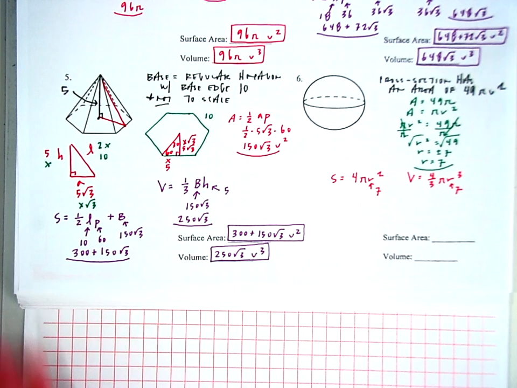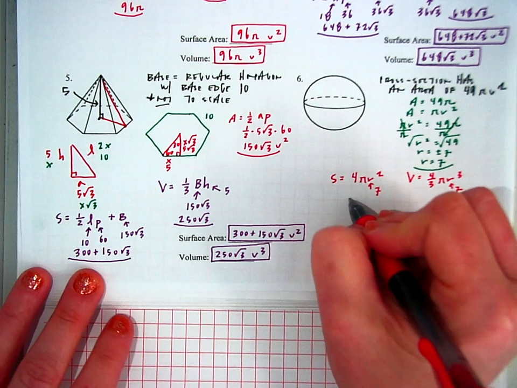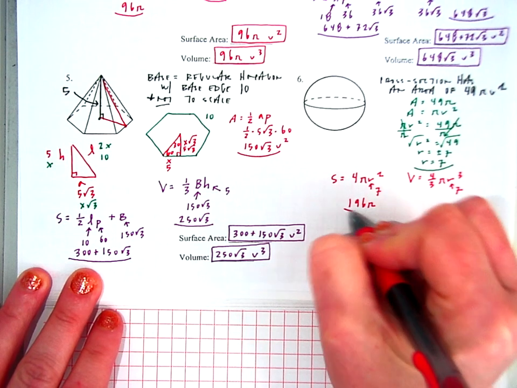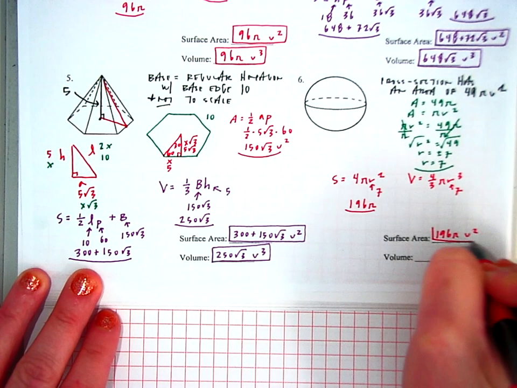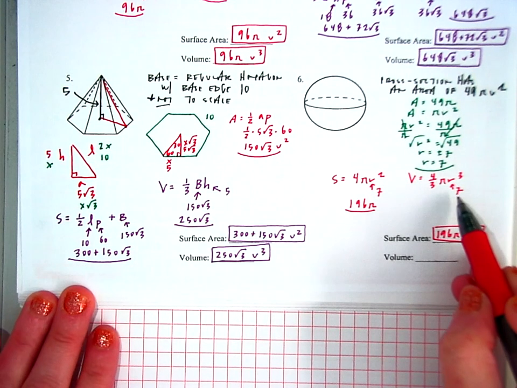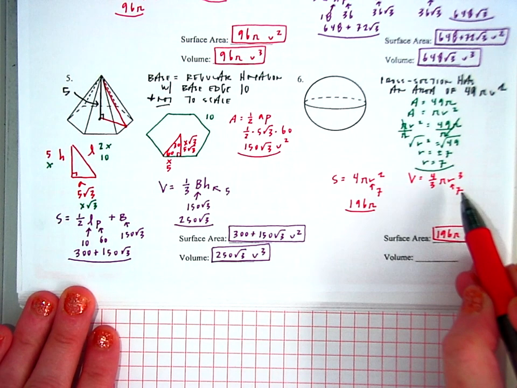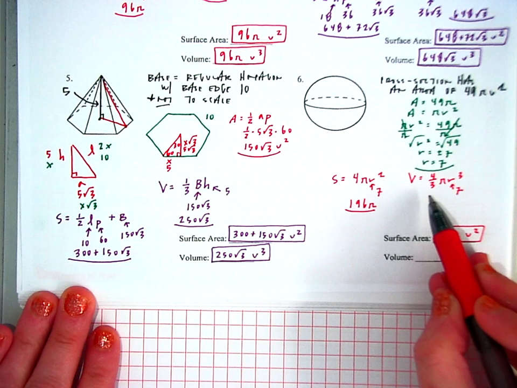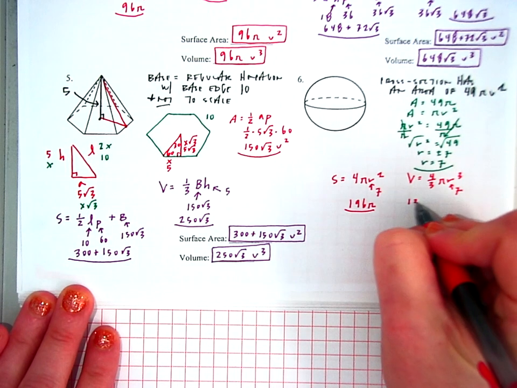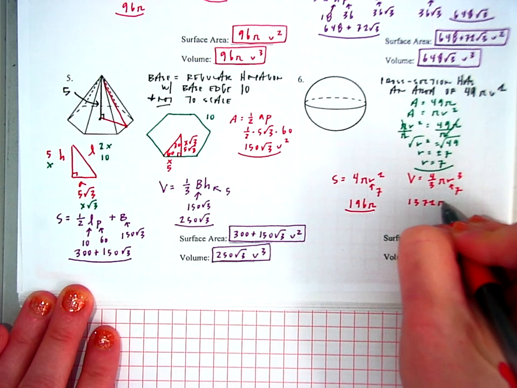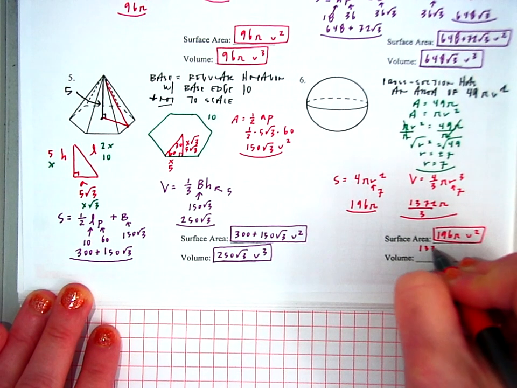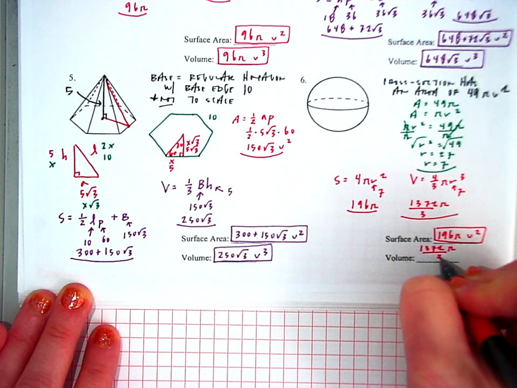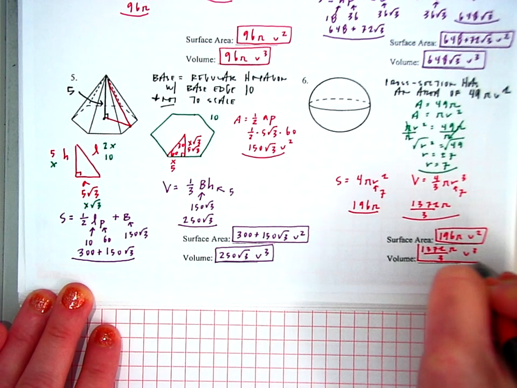It's one of our easier formulas. So 4 times 7 squared, so 4 times 49 gets us 196 pi. So surface area is 196 pi units squared. And then volume, I'm taking 7 cubed and then multiplying by 4/3. So I would get 1,372 pi over 3 units cubed.